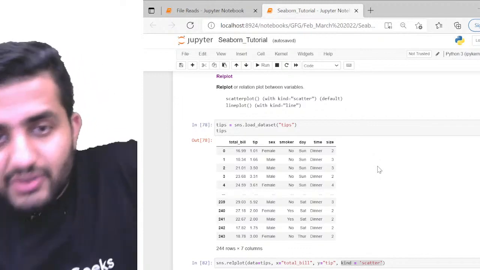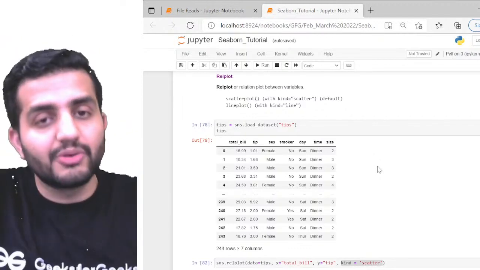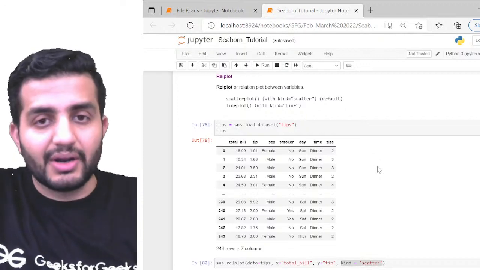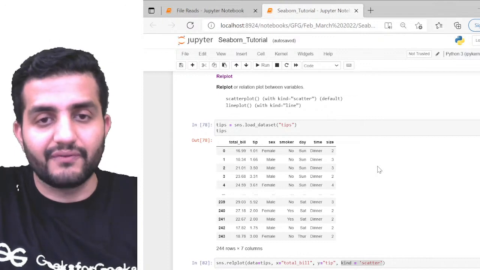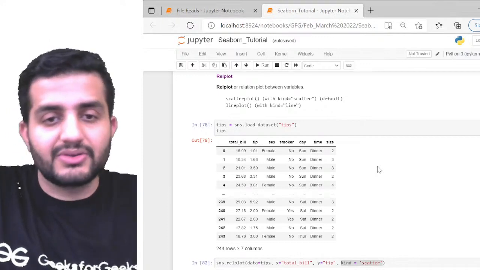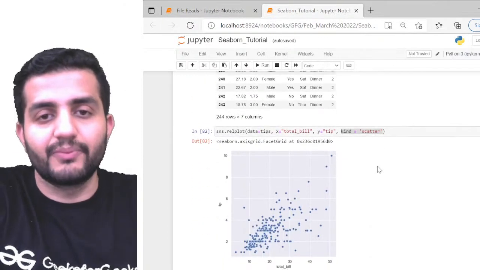So every graph has its own objective. So we have to understand when to plot what, right? This is very important, and you will only get to know this once you have the information out of what you're trying to plot. Okay, so that's basically what we have to do.